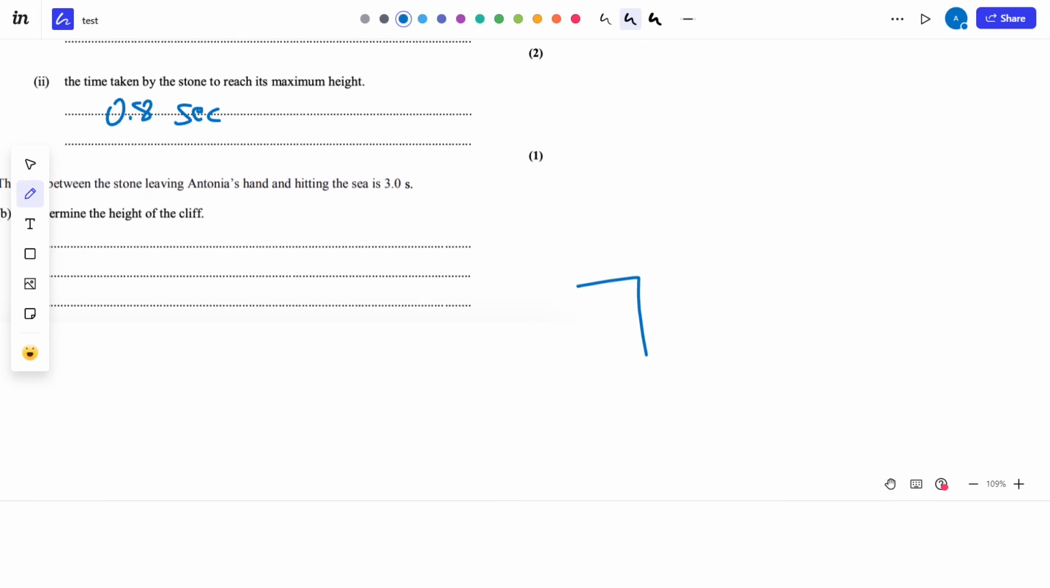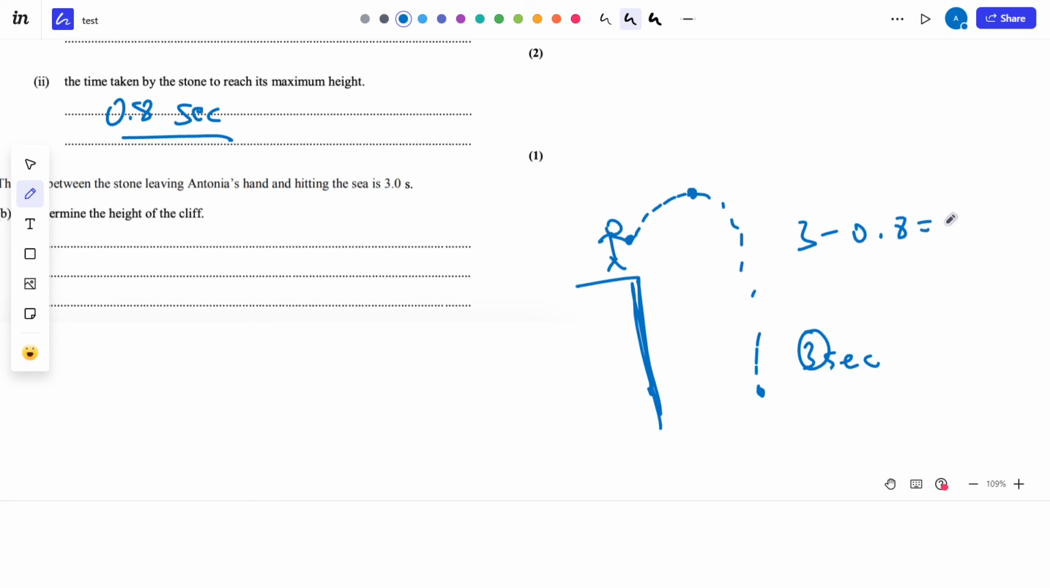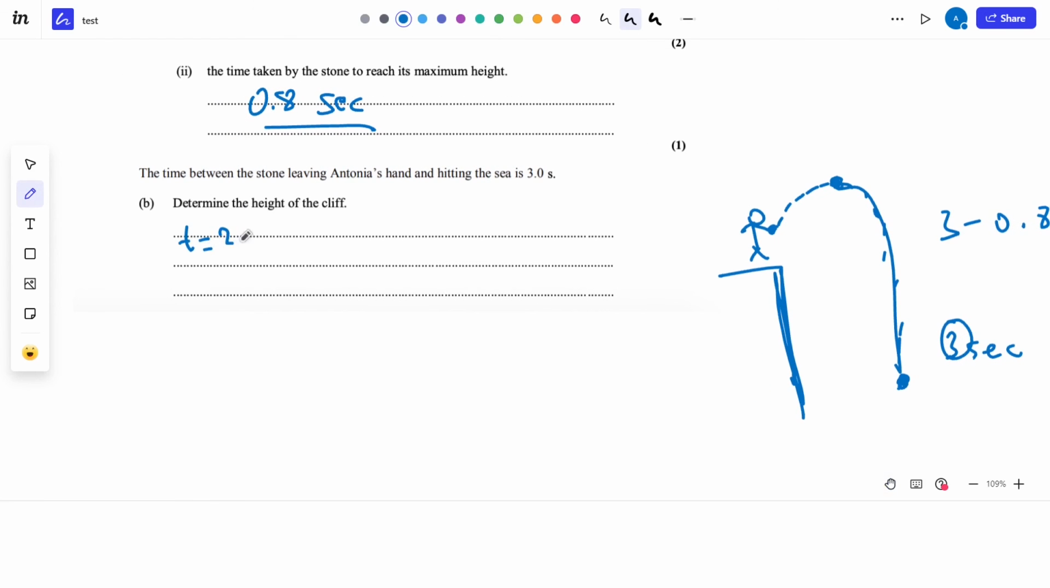So let's go ahead and sketch the situation at hand. We're given that Antonia is standing over here and she chucks a stone like so. And from chucking the stone to this point, it takes 3 seconds. And they ask us to determine the height of this cliff. So what we are well aware of is that from here to here, it's this time minus this. So 3 minus 0.8, which is equal to 2.2, is the time it takes from here to here. So now we're going to take the new t value as 2.2 seconds.